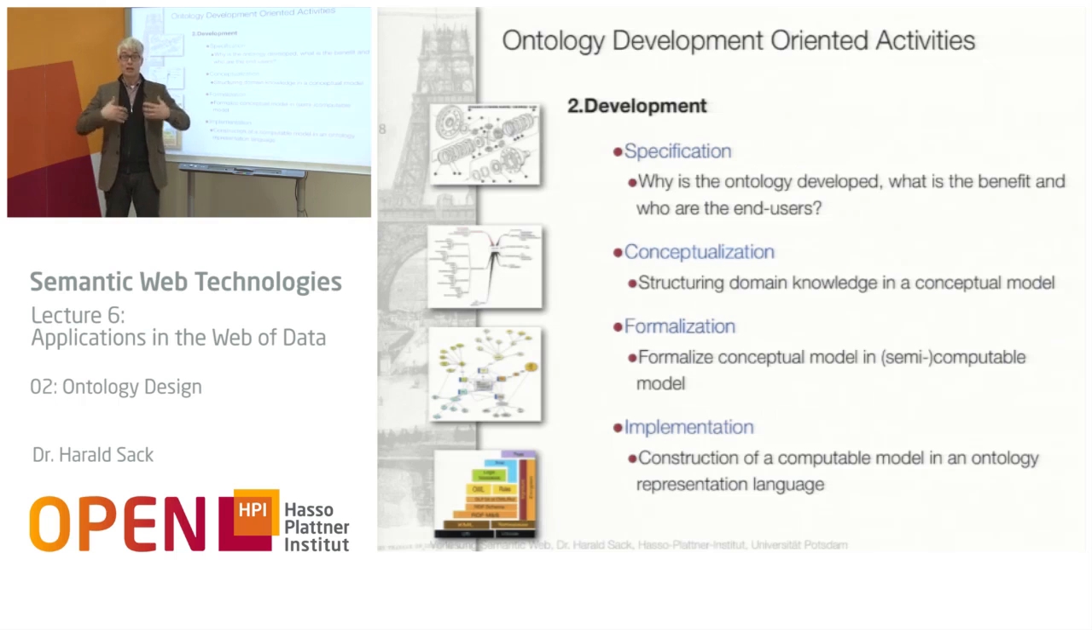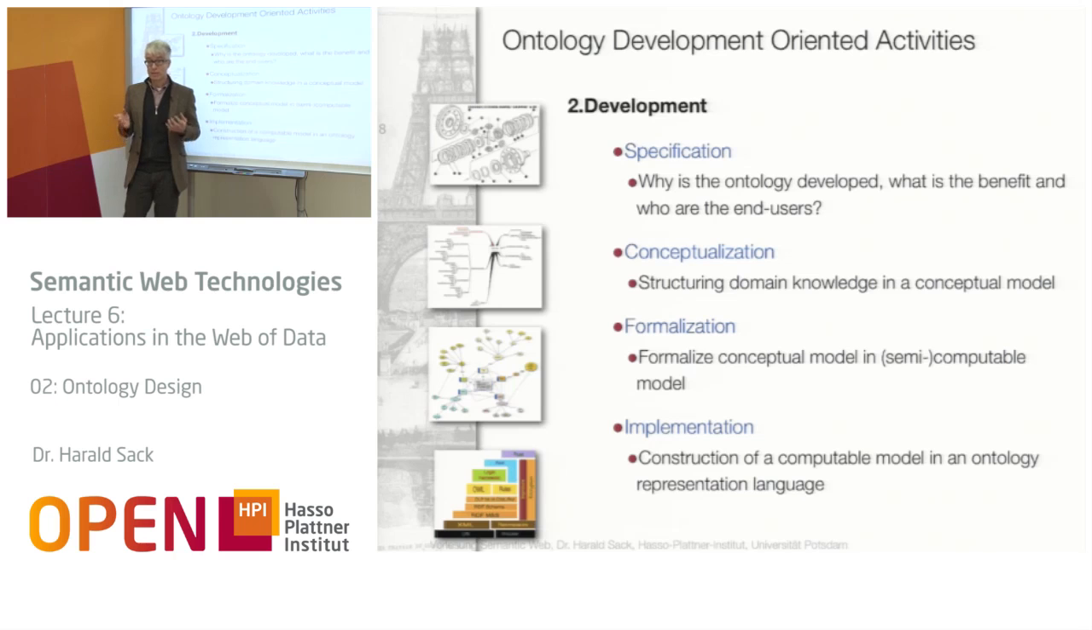So you start to build up a model. It means you structure the domain knowledge into a conceptual model. And for this, you need the help, of course, of domain experts, because you, as a knowledge engineer, might not have the knowledge of the domain that you want to represent with the ontology.